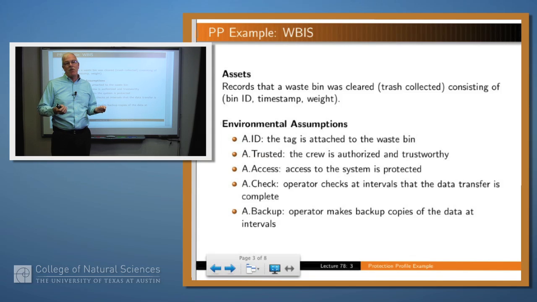So you have certain environmental assumptions. There should be an ID in each waste bin. The crew in the truck should be trustworthy, so they're not trying to subvert the system. There's certain access control so that an arbitrary person can't go in and change their records, for example. The operator should check at certain intervals to make sure that the data is actually being recorded and is being fully recorded before the truck drives away, for example. And then there's some backup, right?